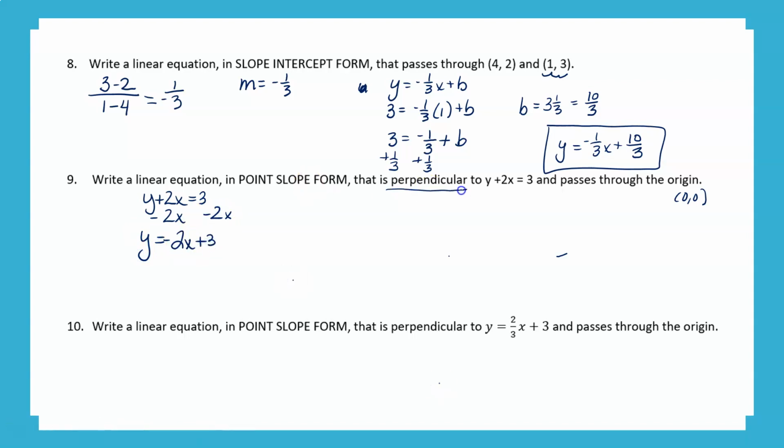So we're looking for perpendicular. If our slope is -2, then perpendicular to that, you flip it upside down and you have a half, opposite sign, so 1/2. So now I have y minus 0 equals 1/2 times x minus 0.